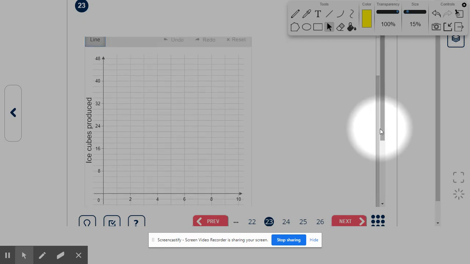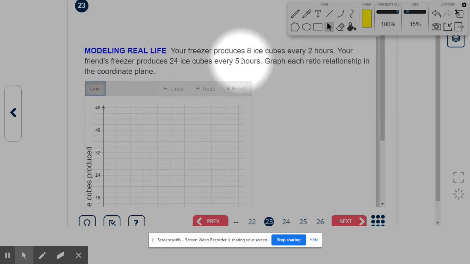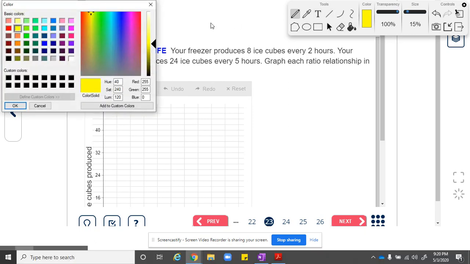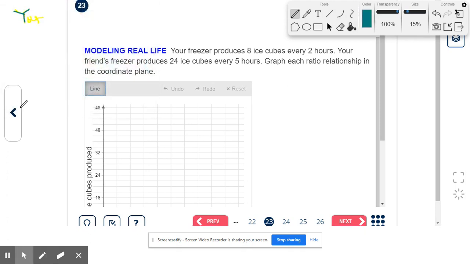Okay, so first thing we do for us to graph it is we need to have ordered pairs. So let's get ordered pairs by getting equivalent ratios of your freezer. Then after we're done, we will get equivalent ratios of your friend's freezer. So let's check that out. Let's undo that. Okay. Now on this side, this is your freezer. Oh, I don't like the color, it's too bright. Let's do this one. So your freezer.